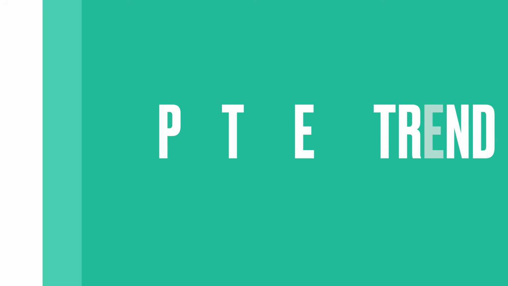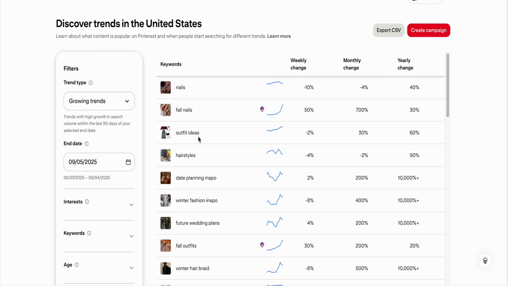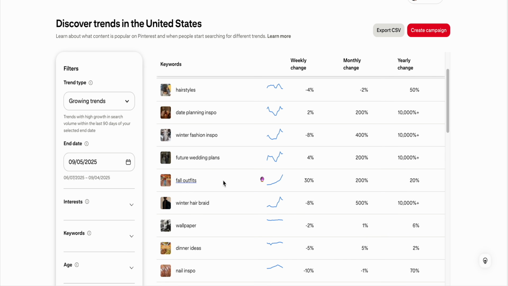Another way to boost traffic is by leveraging Pinterest trends. If you go to trends.pinterest.com, you can see what keywords are rising right now. Things like back to school printables or Halloween party invites or Valentine's Day cards for kids. If you create seasonal digital products, this tool will be a game changer for you, so check it out.